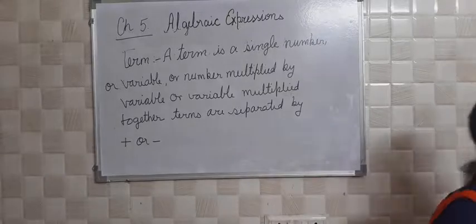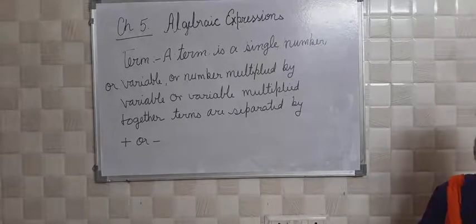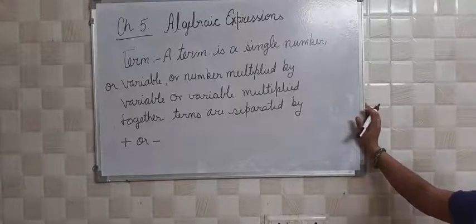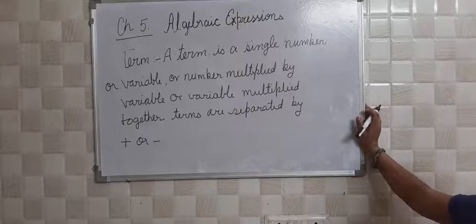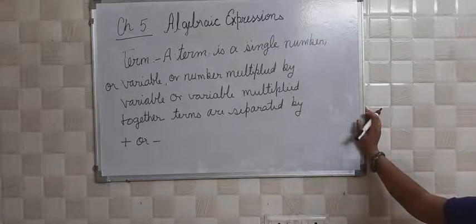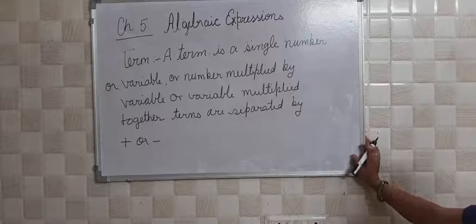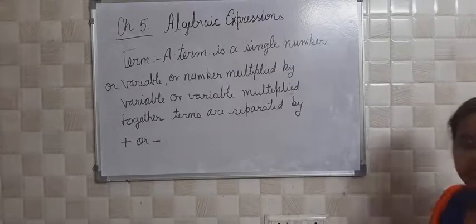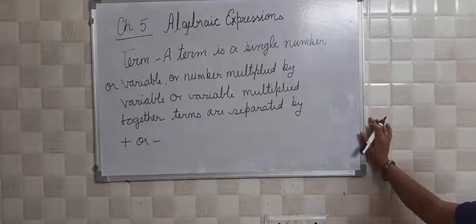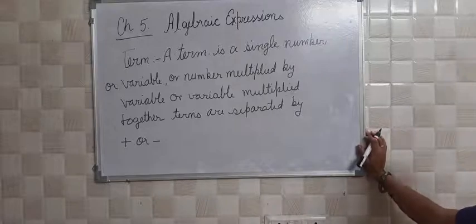Now, next is what is term. We can say a term is a single number or variable. The single number you can take as any constant number. Variables, you can take any variable a, b, c, or a number multiplied by a variable, like 2a. So 2 is a constant term and multiplied by a, a variable, so 2 into a. Or variables multiplied together, like x, y. x and y are both different variables, and when they are multiplied together, the terms will be separated by plus or minus symbol only.